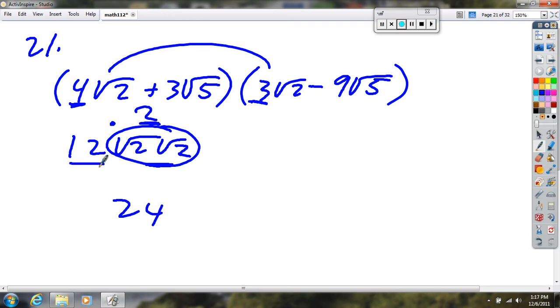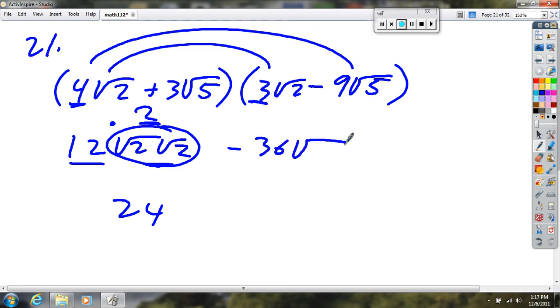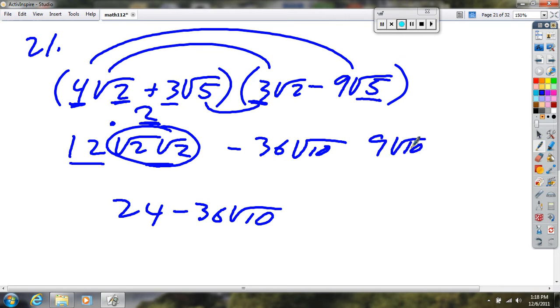That's the first number. Now I'm taking the outside. 4 here on the left times the 9 gives me a negative 36 times the square root of 2 times 5, which is 10. So this is a negative 36 square roots of 10. Take the 2 in the middle. 3 times 3 is 9. Square root of 5 times the square root of 2 is the square root of 10. So this is a positive 9 square root of 10.